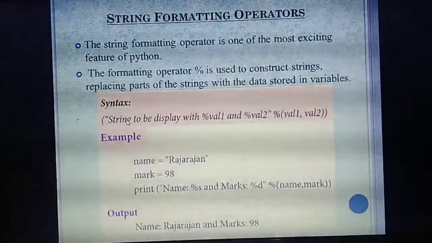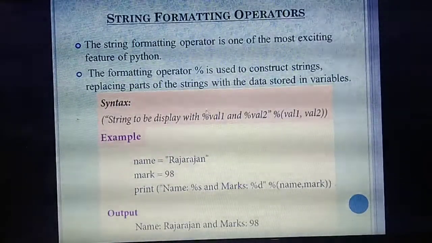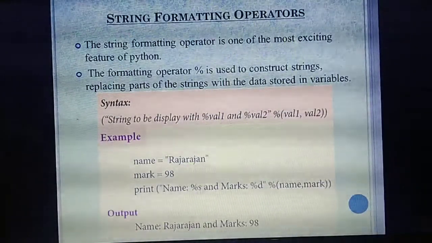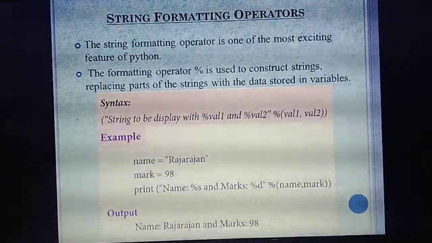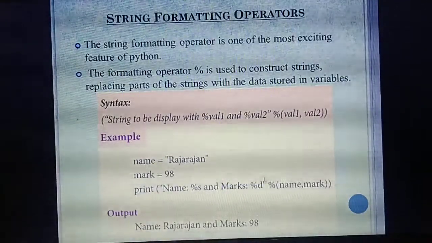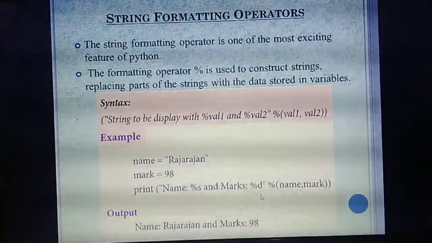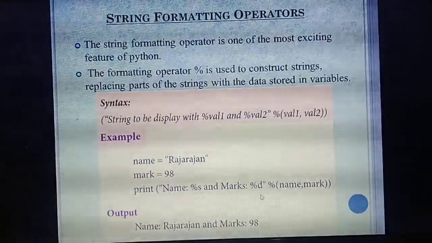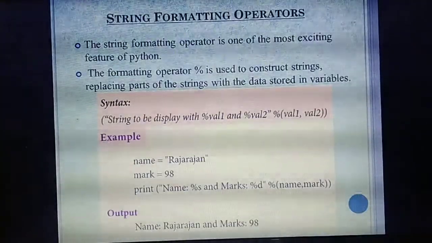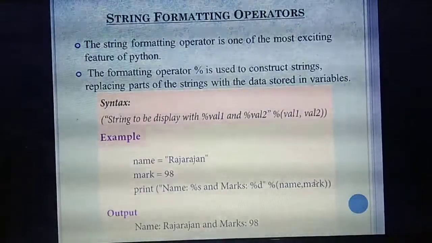So what's the syntax? The string to be displayed. What strings do you need to display? Name as well as mark. For name, which is a string, you need to give percentage s. Next value, mark, is an integer, and an integer you can give as percentage d. So percentage s means string, percentage d means integer. Both values, value 1 as well as value 2, you need to call: name comma mark. Now you run the program.